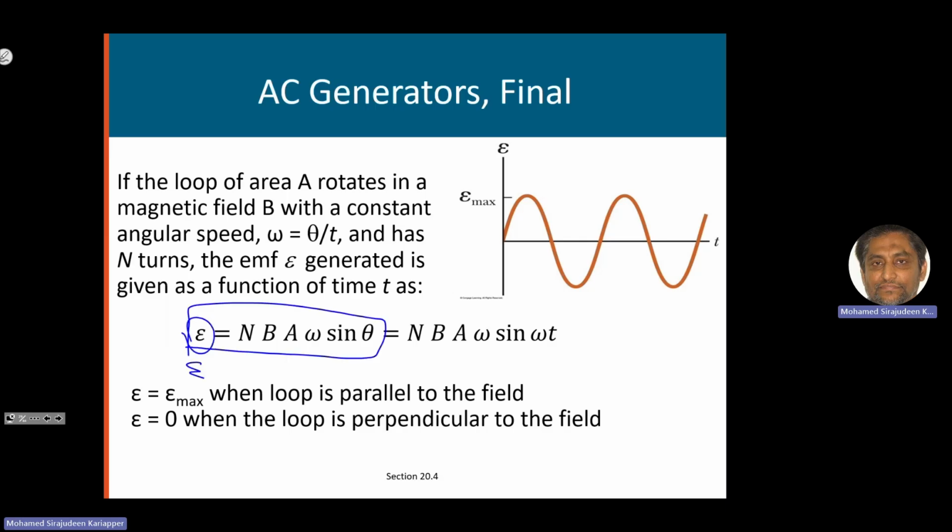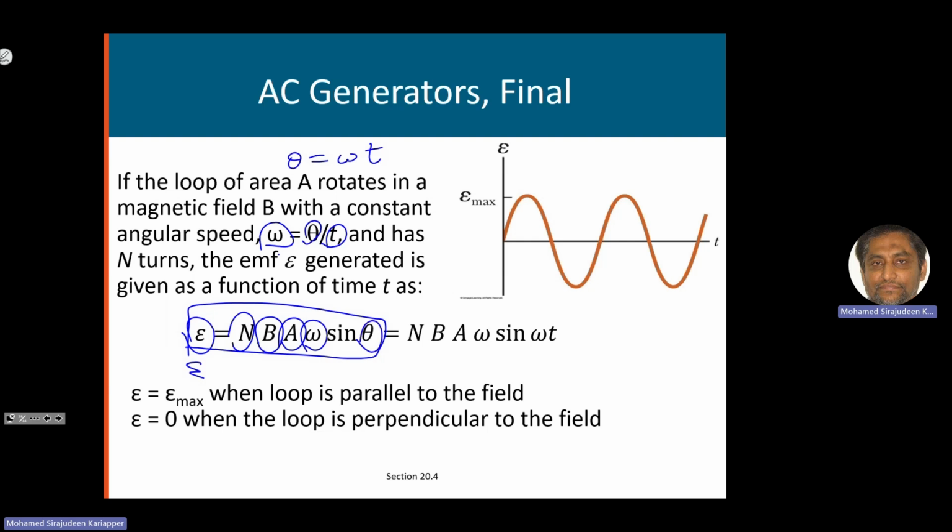The EMF E that is produced by this AC generator is given by this equation, where N is the number of turns you have. More number of turns, the EMF will be greater. B is the magnetic field that we apply from the magnet. A is the area of the loop. Omega is how fast the coil is rotating, the angular speed, in radians per second or revolutions per minute, whatever the unit be. It is equal to the angular displacement divided by time. So from that, you can write theta is equal to omega t. The theta, which appears here.